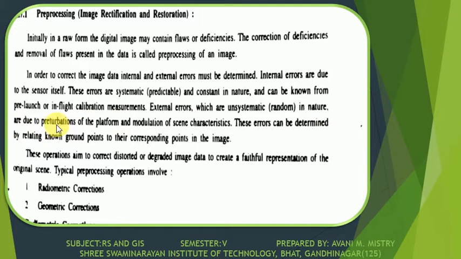Errors are due to the perturbation of the platform and the modulation of the scene characteristics. There is modulation in whatever scene characteristics there are, and perturbation of the platform. Okay, the error that comes because of it is called unsystematic or external error. These errors can be determined by relating known ground points to their corresponding points in the image.